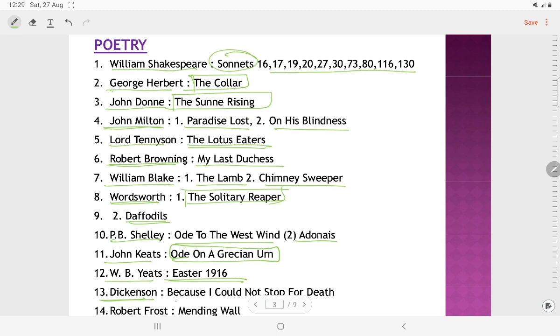Dickinson, Because I Could Not Stop for Death. This is a very great poem by the American poetess Emily Dickinson. And next, Robert Frost, Mending Wall. This is a great poem by Robert Frost. He also belongs to America. So these are the important poets and their poetry.